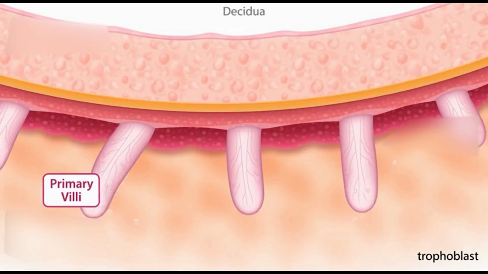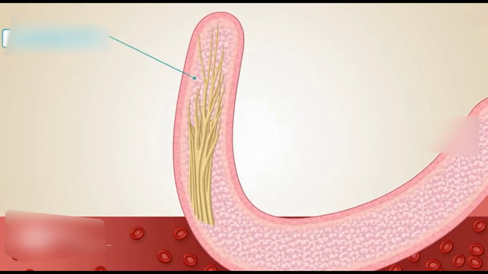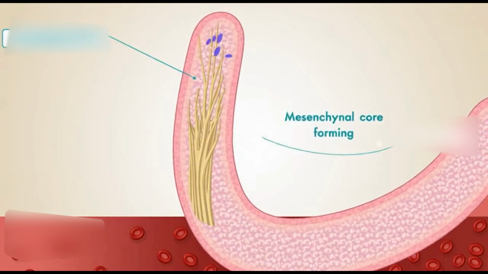Primary chorionic villi develop, extending into the uterine tissue to increase the surface area for nutrient and gas exchange between mother and embryo. Secondary villi form with an internal mesenchymal core, which will support fetal blood vessel development within the placenta.